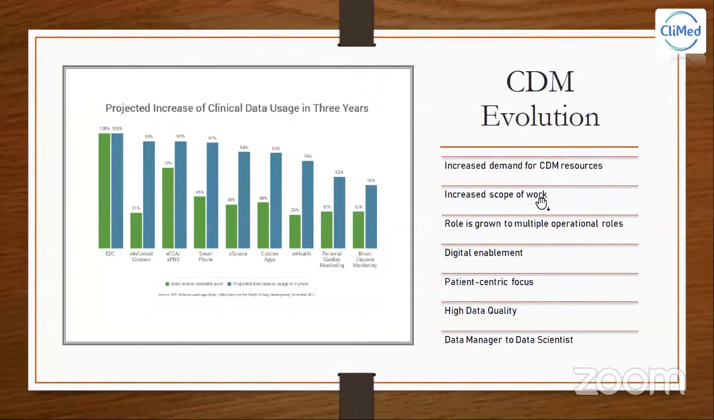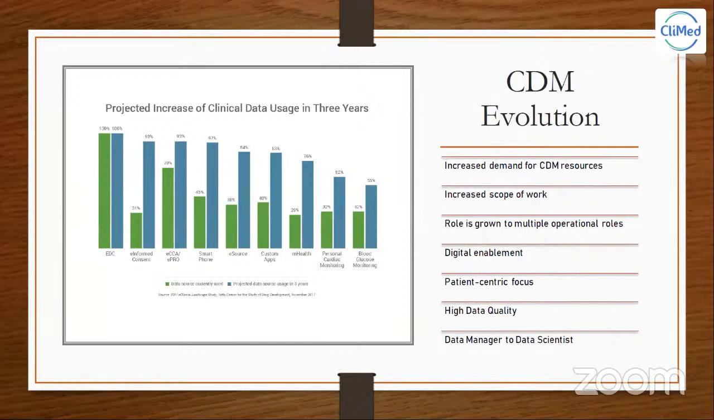All right. So with that increase, there is also an increase in scope of work. It's not only, like I said earlier, data entry and manual review of the listings we get in the Excel file. It has become much more graphical, from a statistical point of view. We foresee the risk and everything. And next, we have exposure to multiple operational roles, not only exposure, but we ourselves as CDM data managers have a part to play in those operational roles as well.